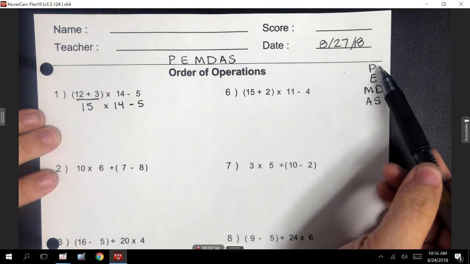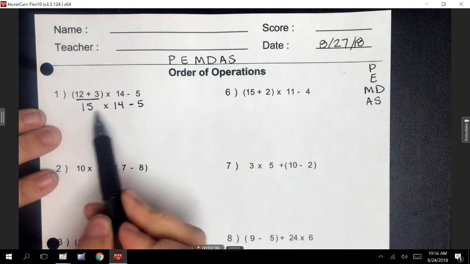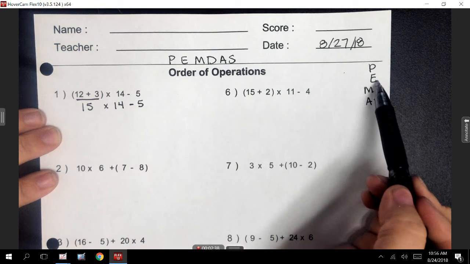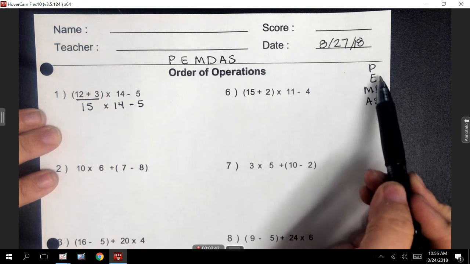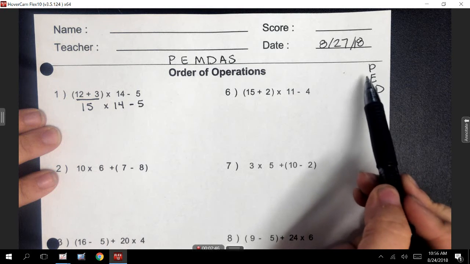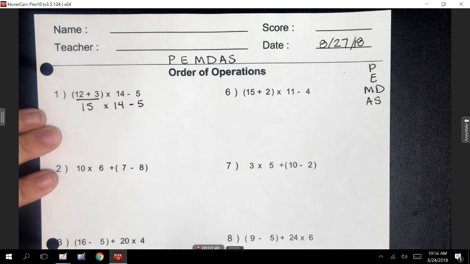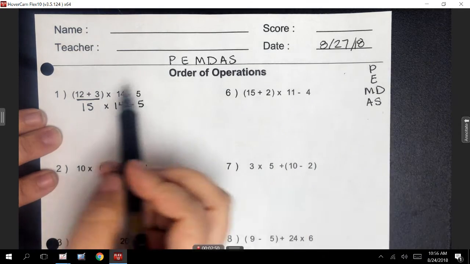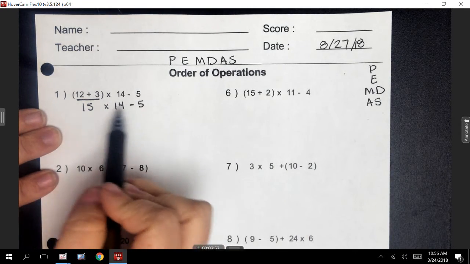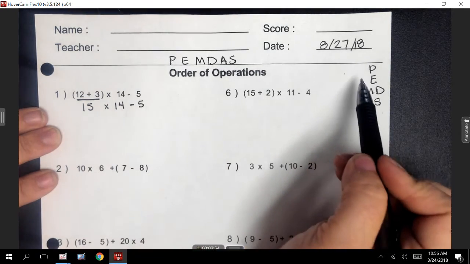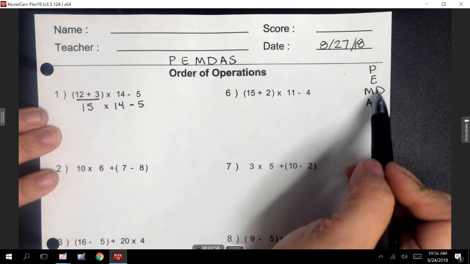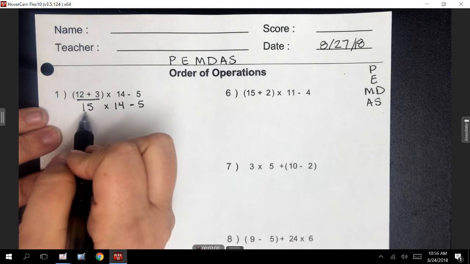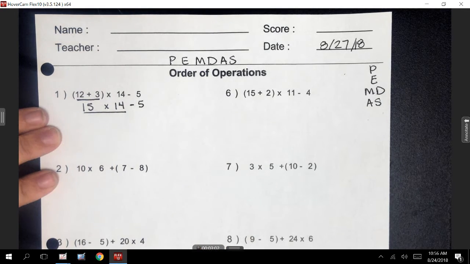I'm looking to see if there are any more parentheses, which there aren't in this problem. The next thing I'm going to check for is exponents. That's what we were practicing last Thursday and Friday. We had that coloring sheet, or some of us had that chart we were filling in. For exponents, there are none of those little numbers in the corner, so we don't have any. The next thing we're looking for is multiplying and dividing. Here we do have 15 times 14.